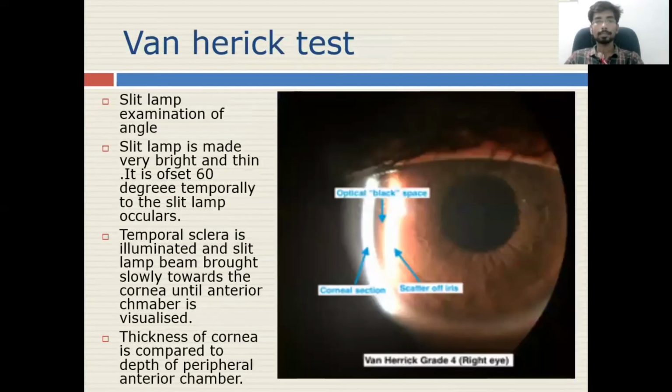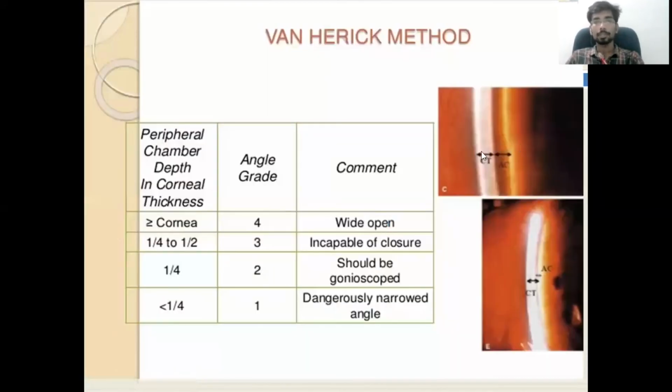Next is Van Herick assessment of the anterior chamber depth. This is a slit lamp based technique. The slit lamp is made very bright and thin and its offset is located temporally at 60 degrees with the slit lamp oculars. So the temporal sclera is illuminated first and then the slit lamp beam is brought slightly towards the cornea until the anterior chamber is visualized. So here the thickness of the cornea can be compared with anterior chamber depth. Here again, this is corneal thickness, this is anterior chamber depth.